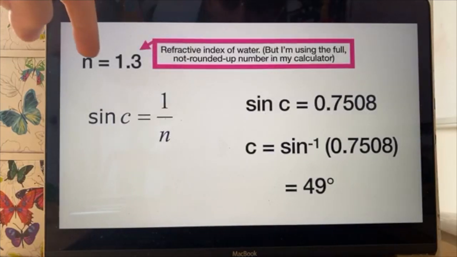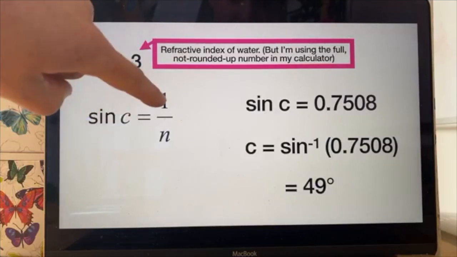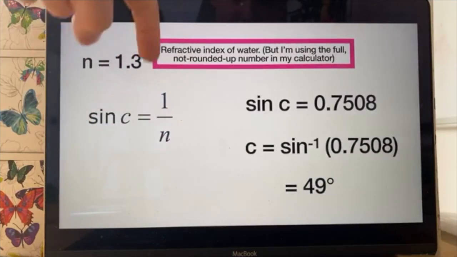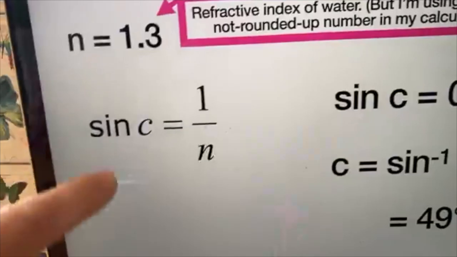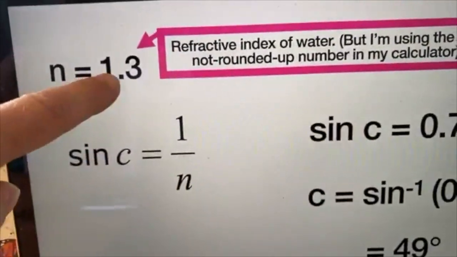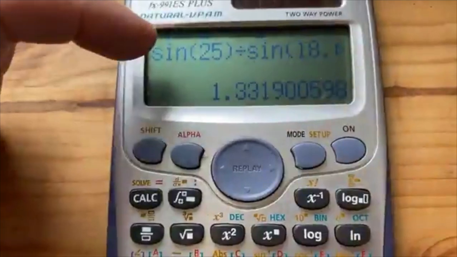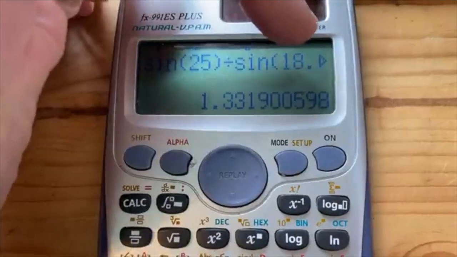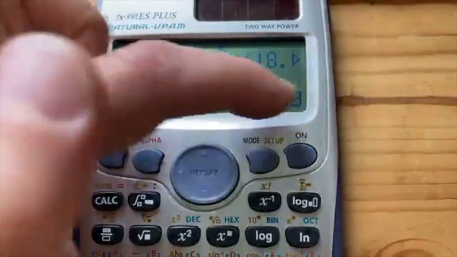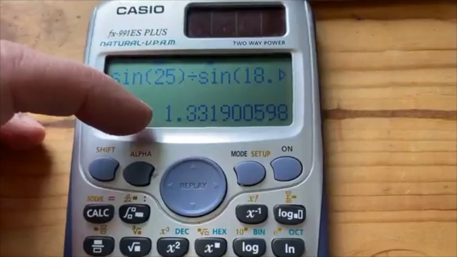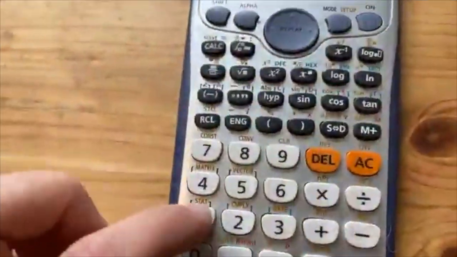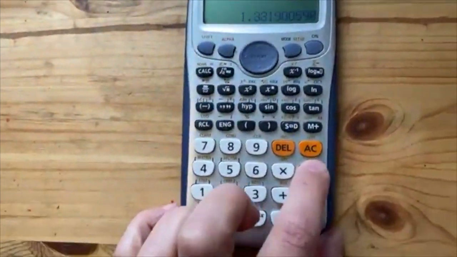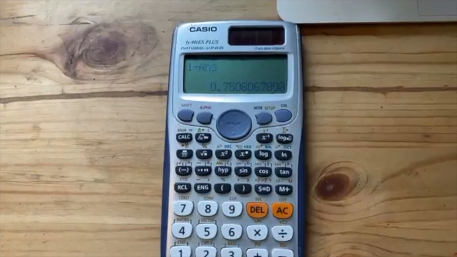So there we go. I'm just going to put that n into this equation and say sine C equals 1 divided by n. But I'm not using this smart little rounded up number. I'm using the number that's on my calculator because it'll make the answer more exact, okay? I've got sine C equals 1 divided by n. And I know that n is this, well, it's actually this number here. I've just done sine 25 divided by sine 18.5, okay, from the last question. So this is the refractive index of water. So I'm going to do 1 divided by that to get sine C. So 1 divided by the answer equals... All right, good. So that's sine C.